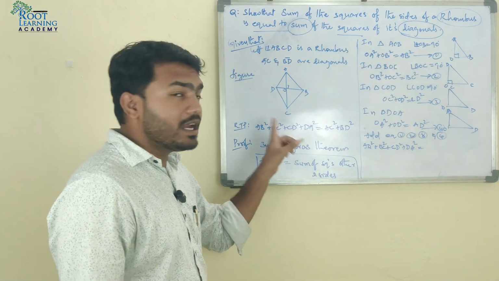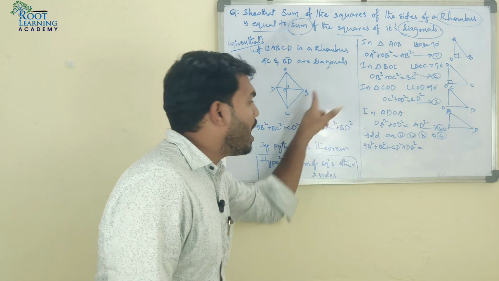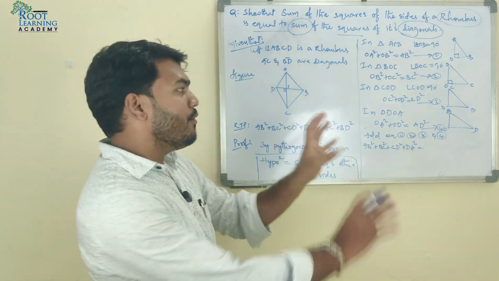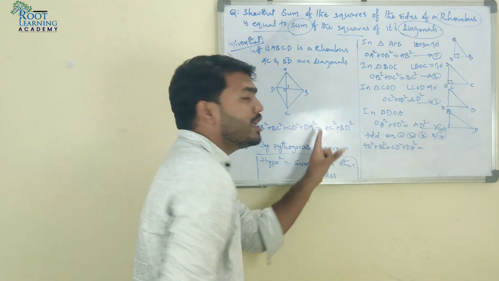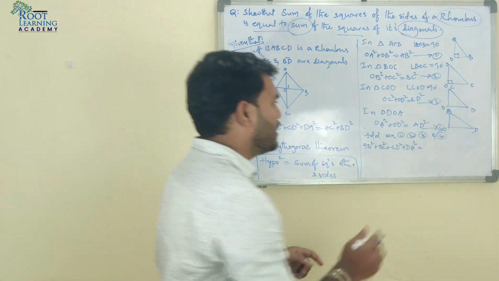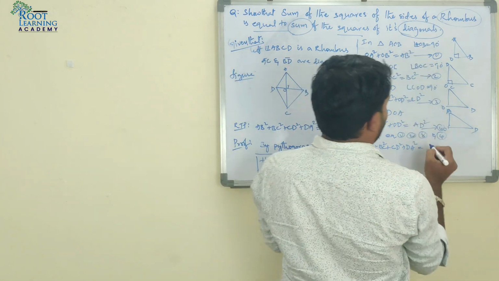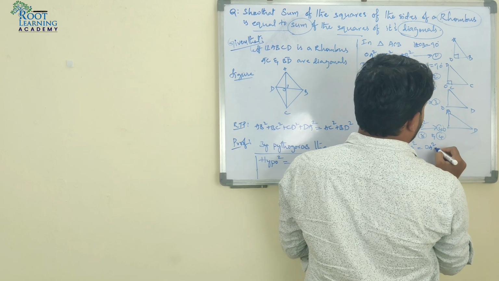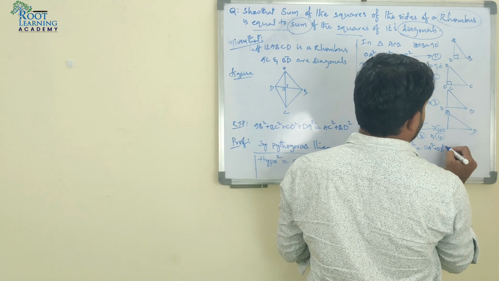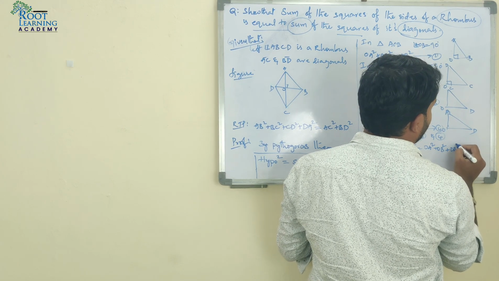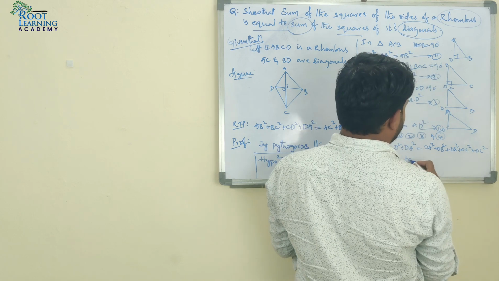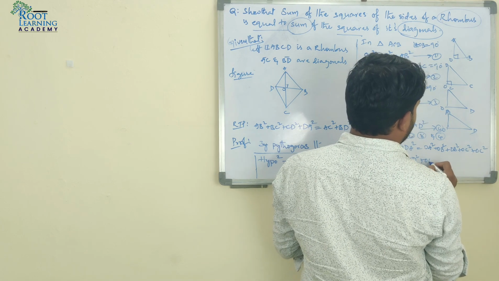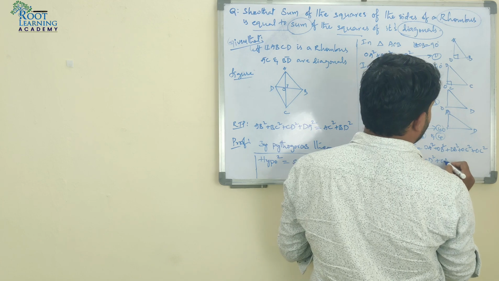LHS is completed. Now our priority is to prove RHS, AC and BD. What else do we have in RHS? We have to convert them into AC and BD. So first write everything: OA square plus OB square plus OB square plus OC square plus OC square plus OD square plus OD square plus OA square.